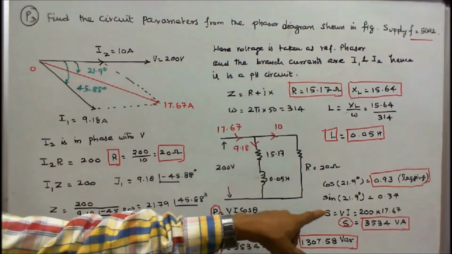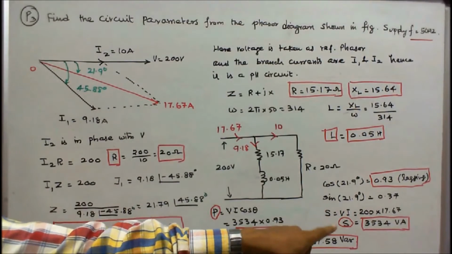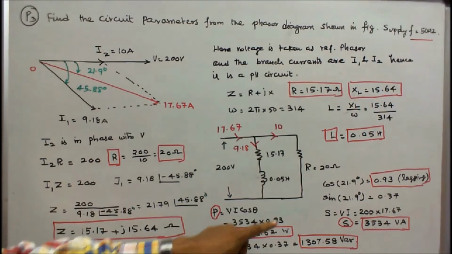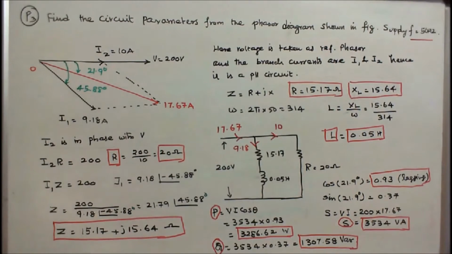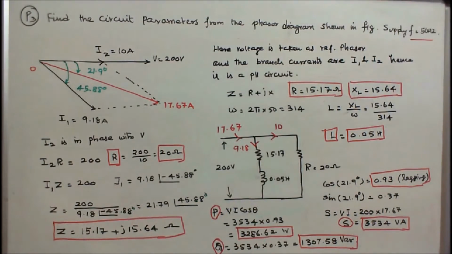Apparent power S is equal to V into I, 200 into 17.67. That is equal to 3534 volt amperes. Real power P is equal to VI cos theta. I know cos theta is equal to 0.93. 3534 into 0.93 is equal to 3286.62 watts. Reactive power Q is equal to VI sin theta. Sin theta is equal to 0.37. Sin 21.9 degrees is equal to 0.37. 3534 into 0.37 is equal to 1307.58 volt ampere reactive.